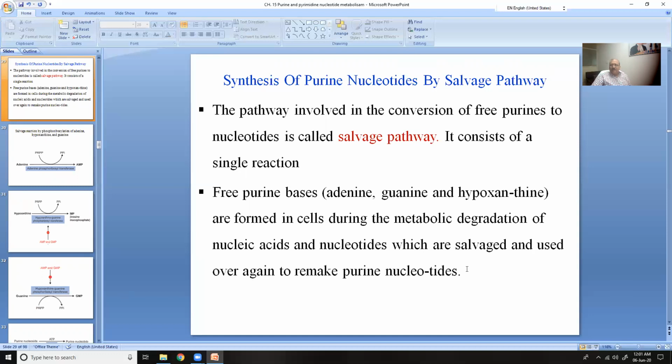So de novo synthesis was a long one, and this is the salvage pathway. It means it is the byproduct of the degradation. Free purine bases are formed by cells during the metabolic degradation of nucleic acid and nucleotides, which are salvaged and used over again to remake purine nucleotides.